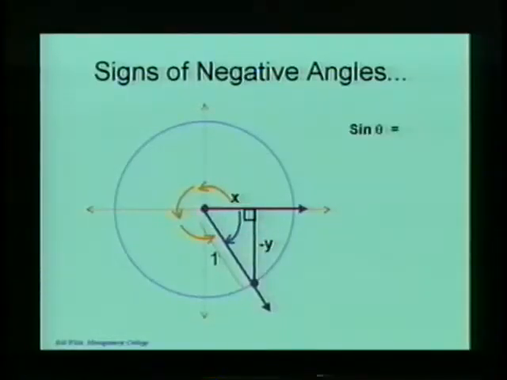So the sine, which is usually the opposite over the hypotenuse, in this case, because the hypotenuse is 1, is going to be negative y over 1. So it shouldn't surprise you that for a negative angle, the sine is going to be negative. The cosine is still going to be positive, because in this quadrant, x is positive anyway. So you kind of relax with the cosine. And the tangent, which is usually y over x, is going to be negative y over x. Okay? So a negative angle affects the tangent and the sine, but not the cosine.